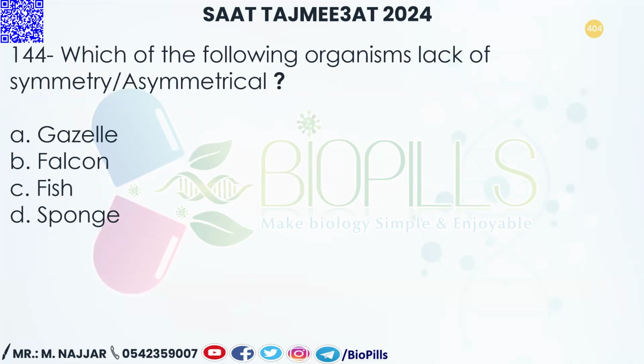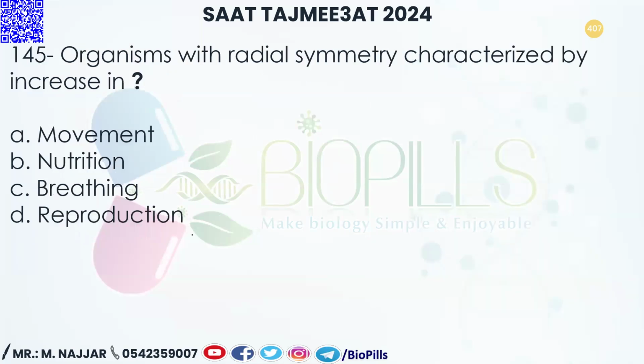Which of the following organisms lacks symmetry? Asymmetrical. The organism that is asymmetrical: sponge. We just took it, but rephrased. The organism with radial symmetry characterized by an increase in... Exactly, because it has so many tentacles, so it can move. The advantage is characterized by movement.